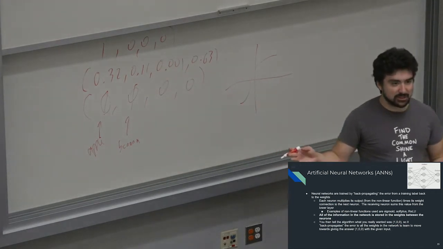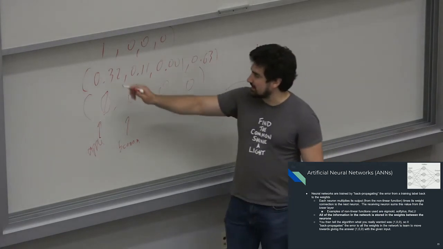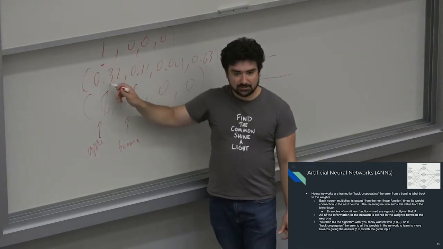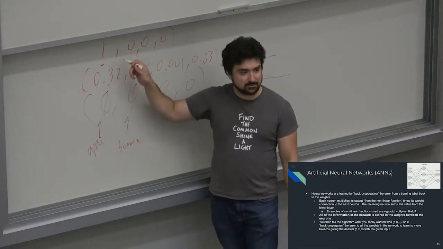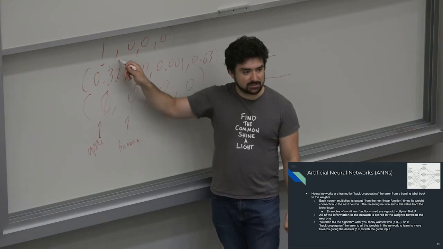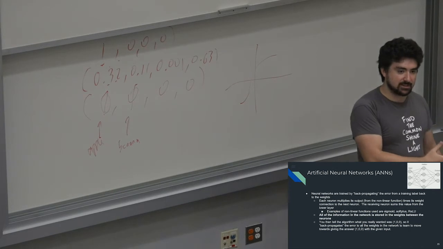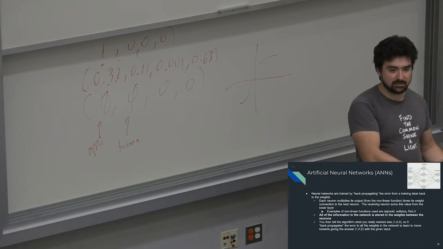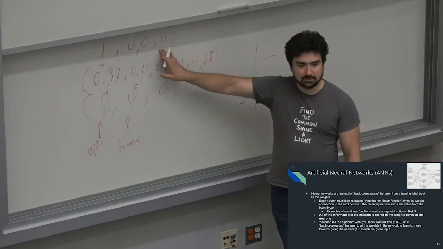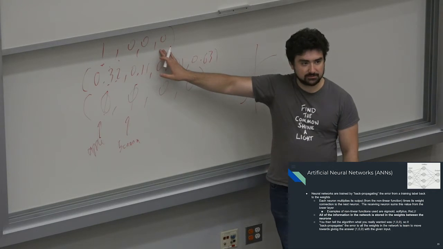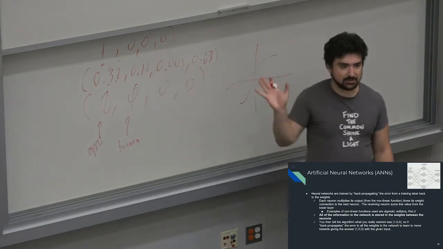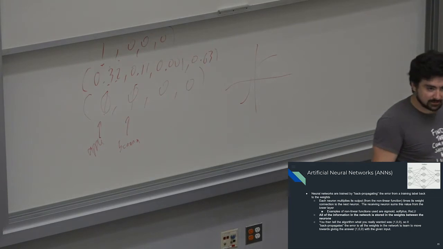So the magic of the neural network is that you take this vector, you find the difference between what you got and what you wanted, and it applies changes to the weights backward through the network that try to make it so that when you get this input again, it moves closer to the 1, 0, 0, 0. Okay? Are there any questions about this? Okay.